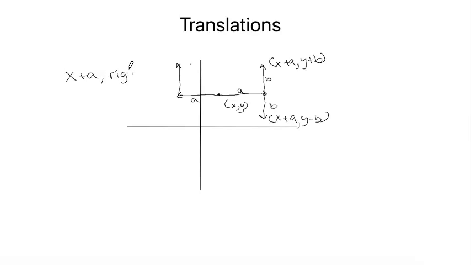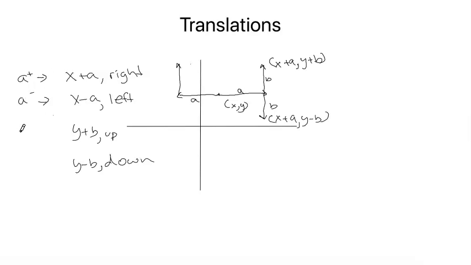X minus a if you go to the left. Y plus b if you go up. Y minus b if you go down. So basically what that means is a is positive for this, a is negative for this, b is positive for this, and b is negative for this.